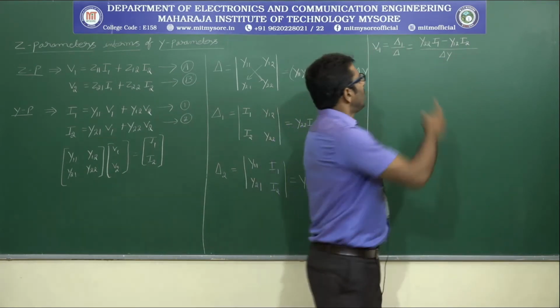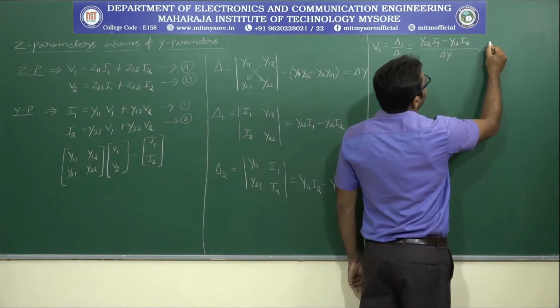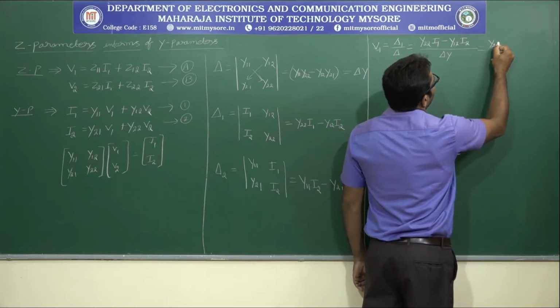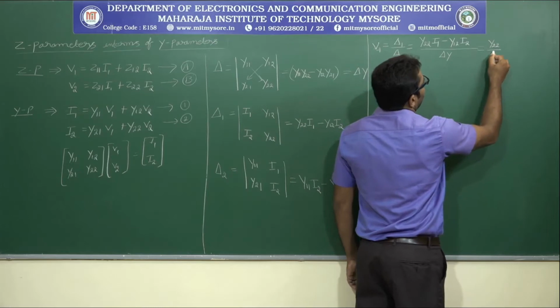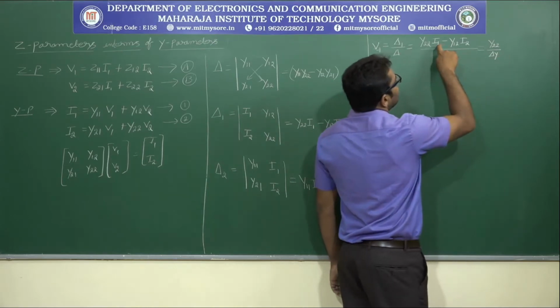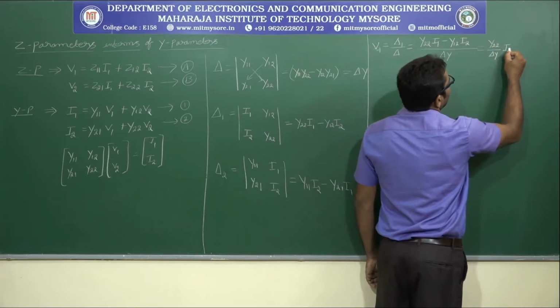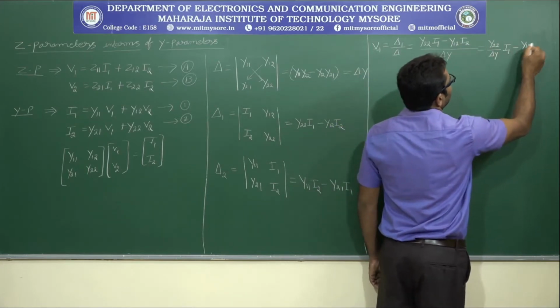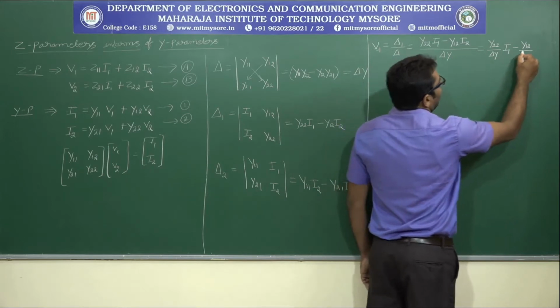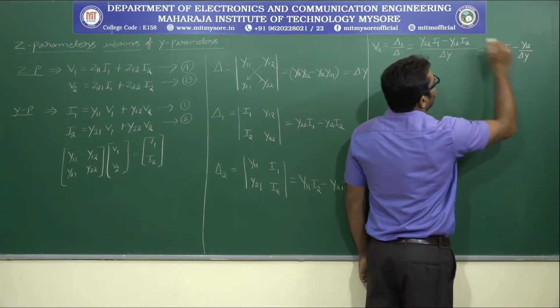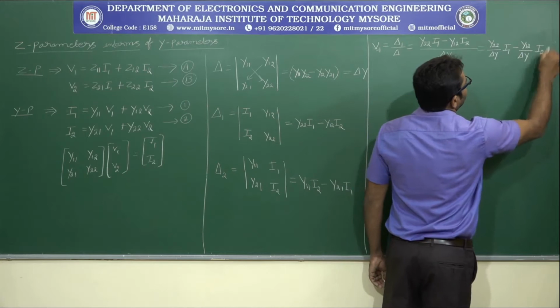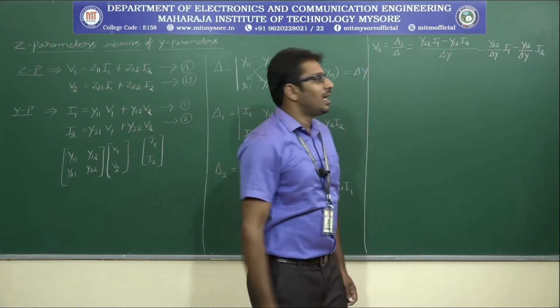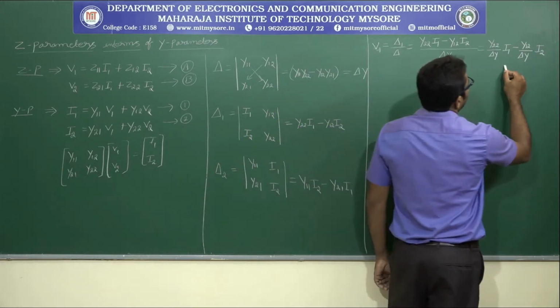Is it clear? Now just simplify this. Y22 by delta Y into the variable I1, minus Y12 divided by delta Y into the variable I2. Is that clear? Call it equation 3.